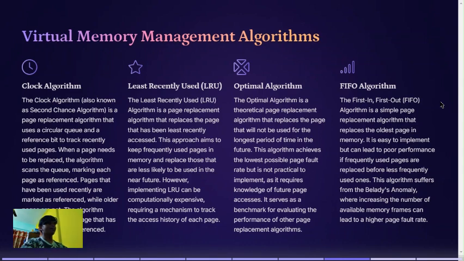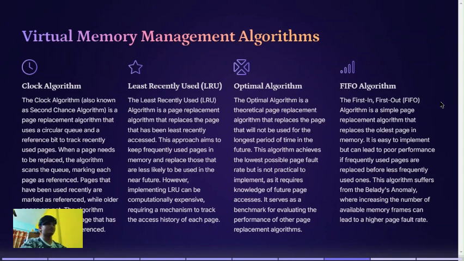Optimal algorithm. The optimal algorithm is a theoretical page replacement algorithm that replaces the page that will not be used for the longest period of time in the future. This algorithm achieves the lowest possible page fault rate but is not practical to implement. As it requires knowledge of future page accesses, it serves as a benchmark for evaluating the performance of other page replacement algorithms.